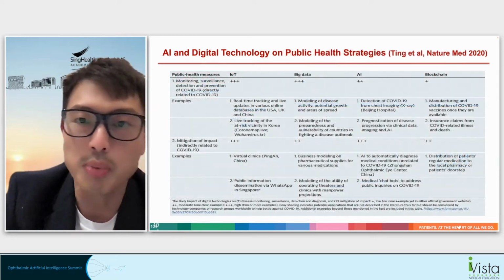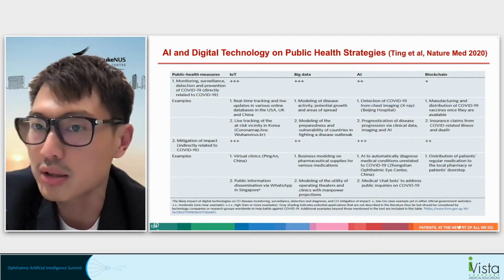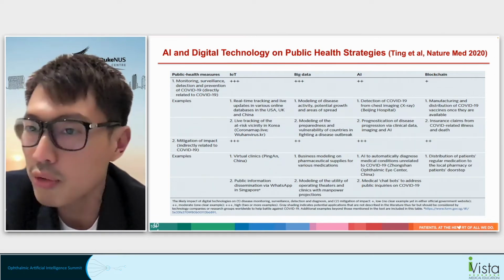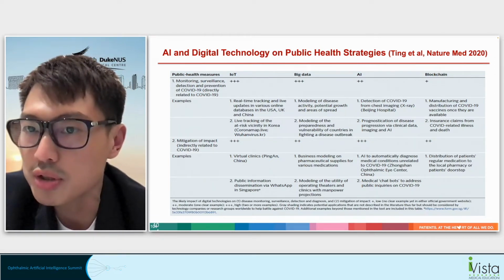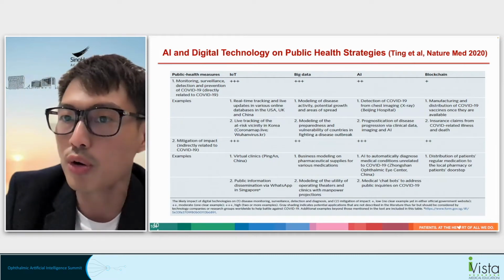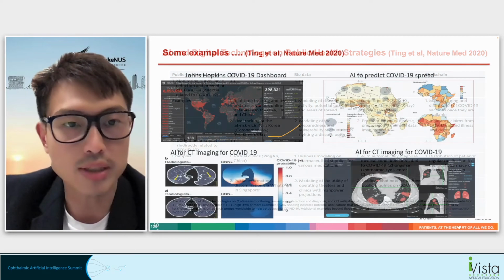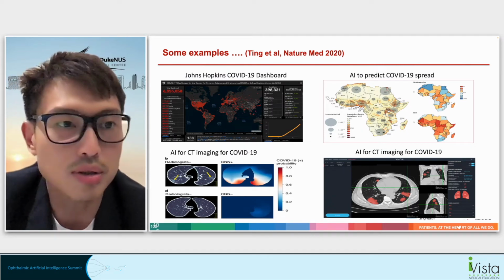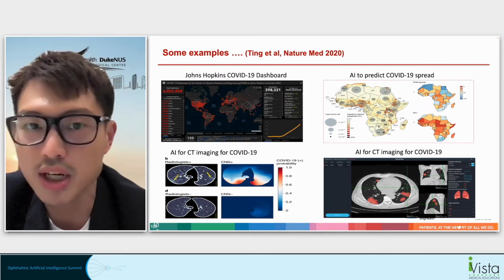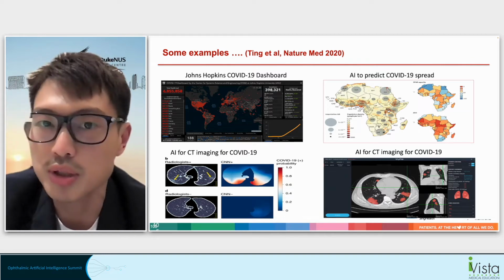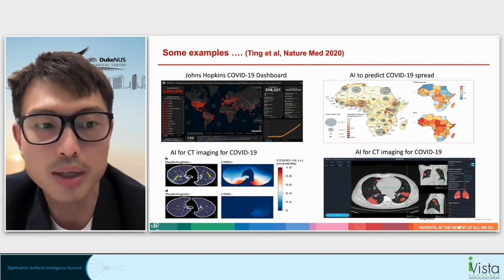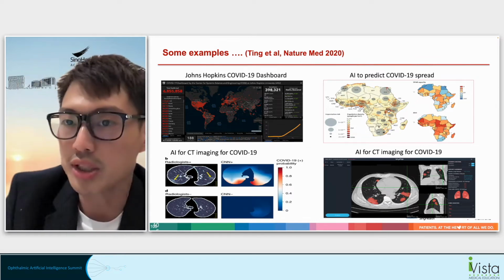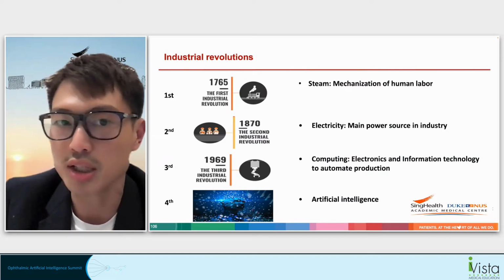So in the paper itself, we broadly divided the AI and digital innovation technology into 4 big categories, both for the COVID positive patients and for the patients with no COVID infectivity. Some of the examples that we've included in the paper include the Johns Hopkins COVID-19 dashboard, how AI has been used to predict COVID-19 spread worldwide, and some of the medical imaging analysis using deep learning techniques on CT scans and chest X-rays as well.